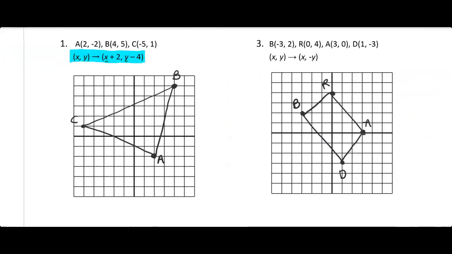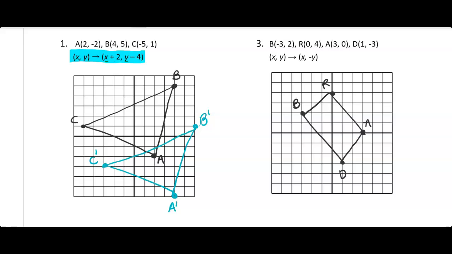So we found that A was at 4, negative 6. So we're going to go over to the right 4, down 6. And B was at 6, 1. So we're going to go over to 6 and up 1. And we're going to label that B prime. This is A prime. And C went to negative 3, negative 3. That's C prime.